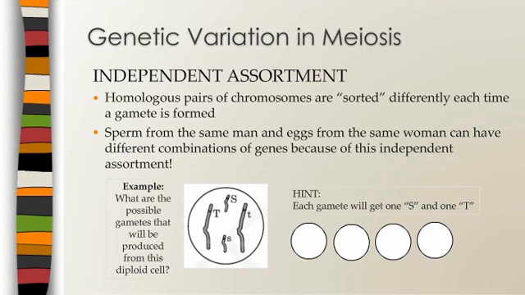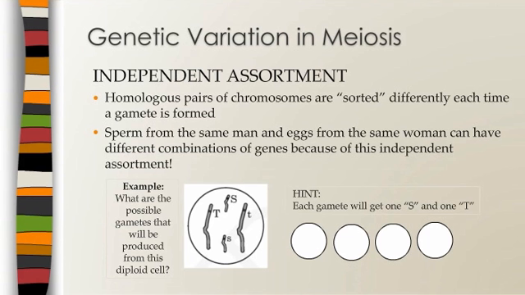You have this parent cell drawn already for you on your graphic organizer. You need to go ahead and draw in 4 small circles beside it. In those circles, we're going to show how these chromosomes can get sorted differently. In the first small circle, you need to write big S, big T. That's one combination that could happen.